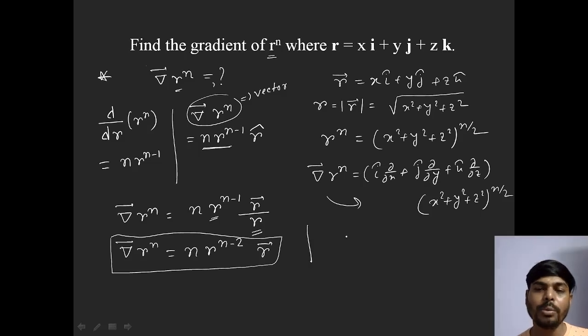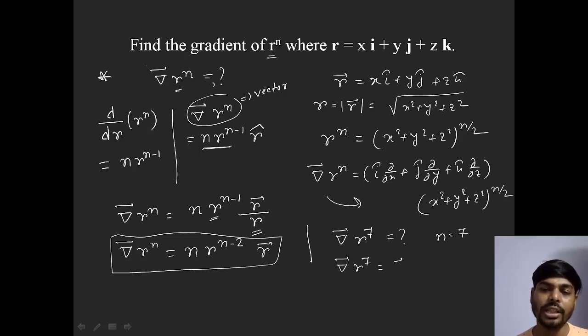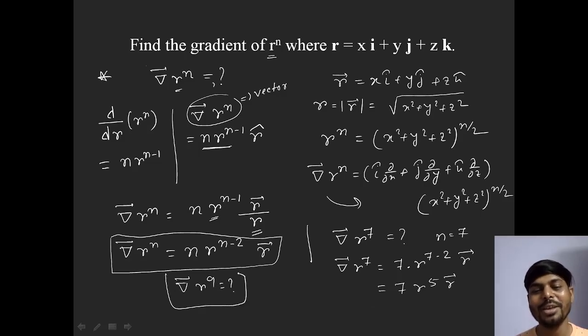Let's solve one problem. Let's say find the gradient of r to the power 7. What will be its value? Here n is equal to 7. So simply you can find that gradient of r to the power 7 is equal to n, that means 7, r to the power n minus 2, that is 7 minus 2, and r vector. So it is basically 7 r to the power 5 r vector. Now just do it by yourself. What is the gradient of r to the power 9? Let me know in the comment box what your result is.